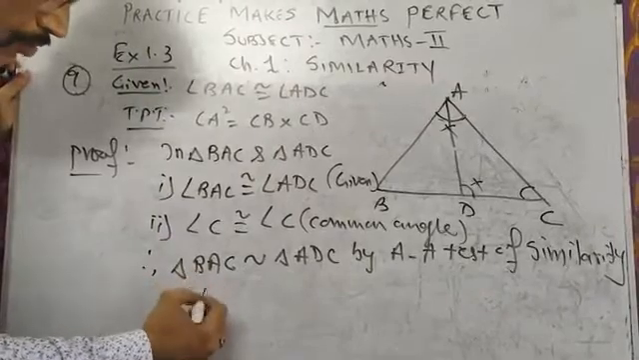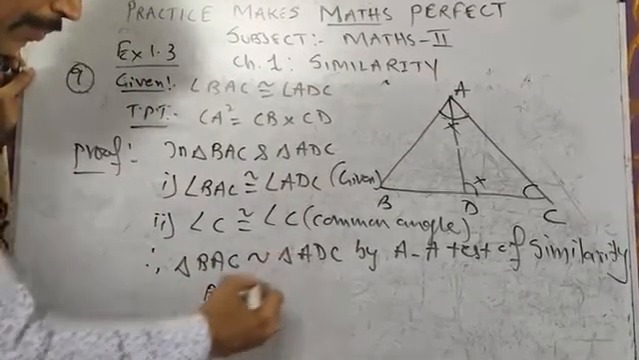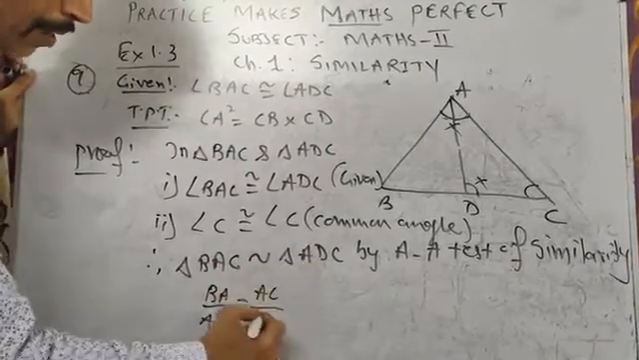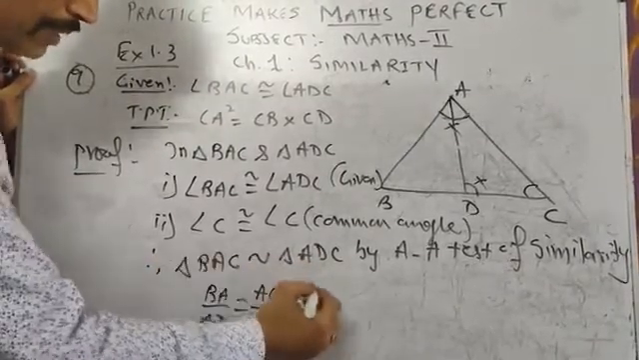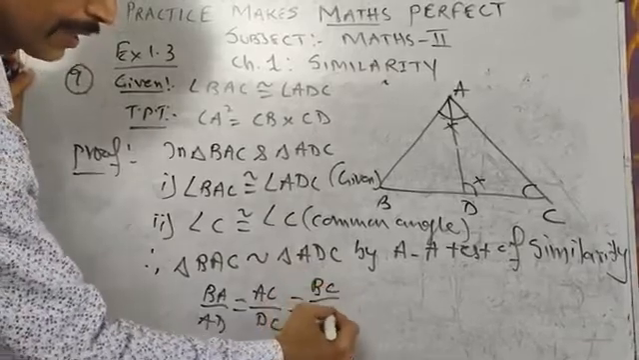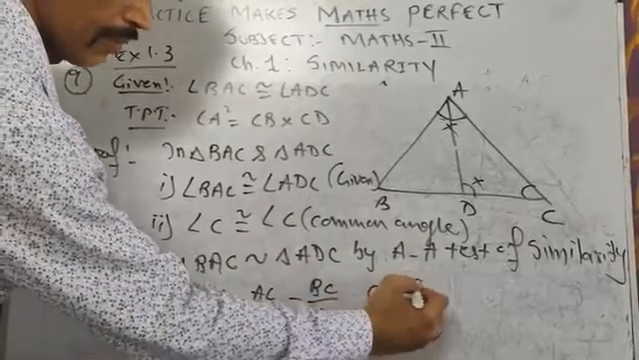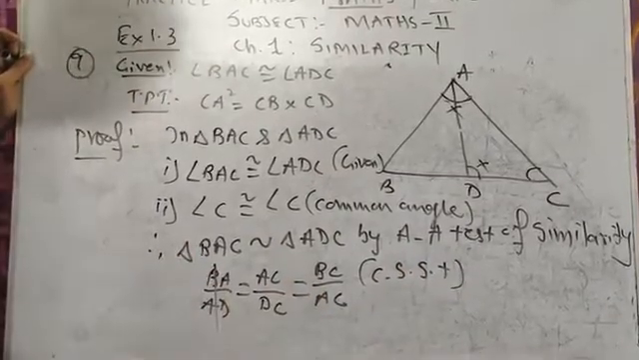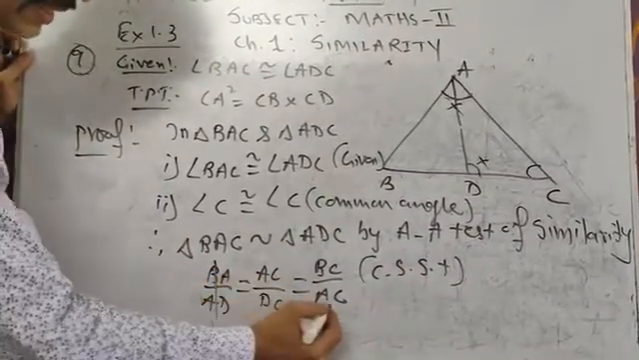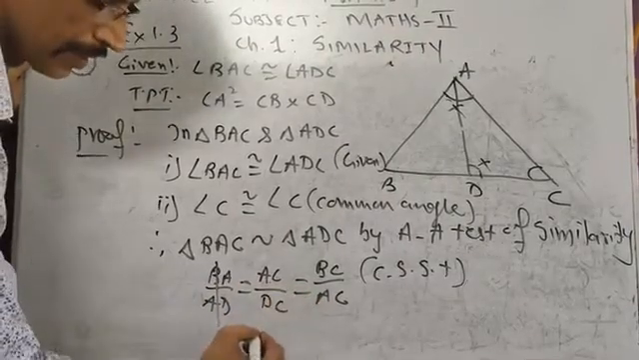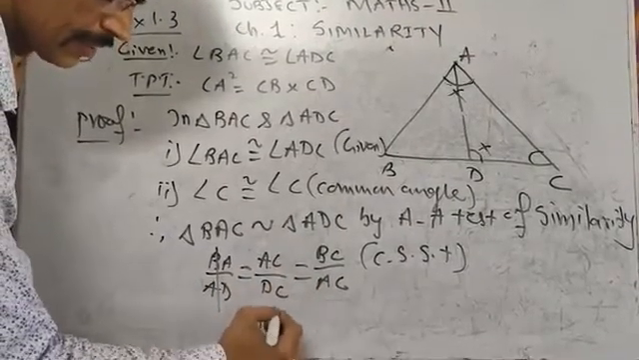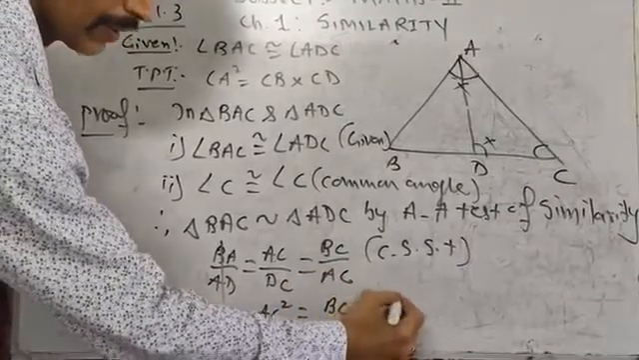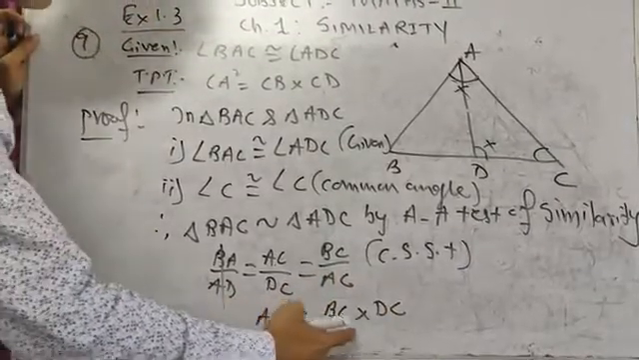Now two triangles are similar, sides are in proportion. So sides are in proportion means BA upon AD is equal to AC upon DC is equal to BC upon AC. Corresponding sides of similar triangles. Now out of these three we don't want this. We want only this. You can see AC and AC, AC and AC means you can write AC square is equal to BC into DC. Here we got the answer.